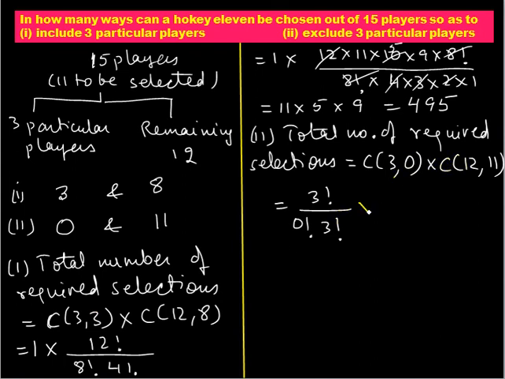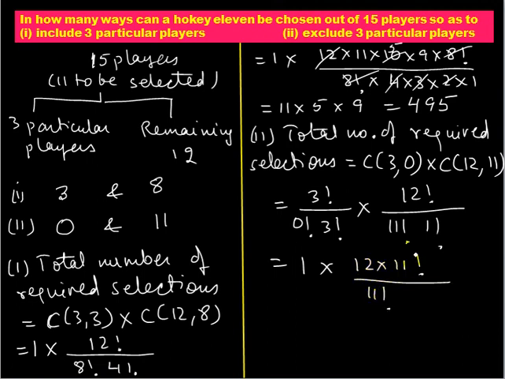Okay, now moving on to the next part. This is 12 factorial over 11 factorial into 12 minus 11, which comes out to be 1 only. So the first part on simplification is 1. 12 factorial can be written as 12 into 11 factorial. This divided by 11 factorial. 1 factorial is 1 only. So cancel out 11 factorial. We are left with 1 into 12, which is equal to 12. So 12, you can see 12 selections can be made.